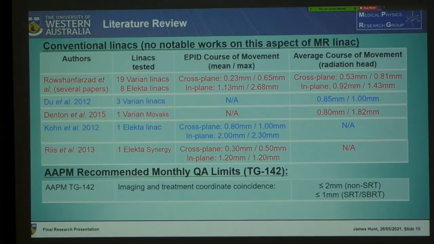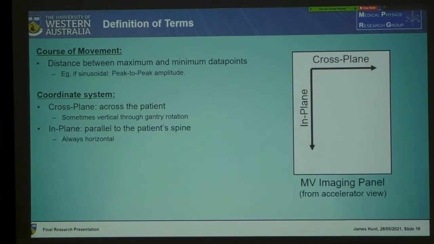That's our recommended limits. So you can see for the course of movement for some, I'll explain course of movement in a second, you can see that some regular linacs have exceeded those limits. There are some numbers up there. I just wanted to explain course of movement. I explain that as the distance between the maximum and minimum data points, and that'll make more sense when you see my graphs later. If you're looking at a sinusoidal pattern, that's basically peak to peak amplitude. So that's the maximum movement you'd expect in difference in position.